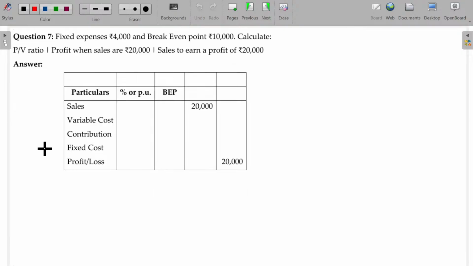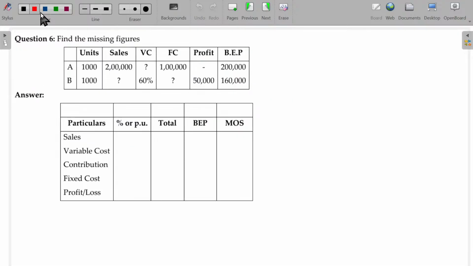Now, find the missing figures. 1000 units for A, sales 2 lakhs. You have to find out the variable cost, fixed cost given, profit nil, and BEP is 2 lakhs. Try to fit the details in the table. Number of units sold for A being 1000, overall sales being 2 lakhs, variable cost you have to calculate, and fixed cost being 1 lakh.